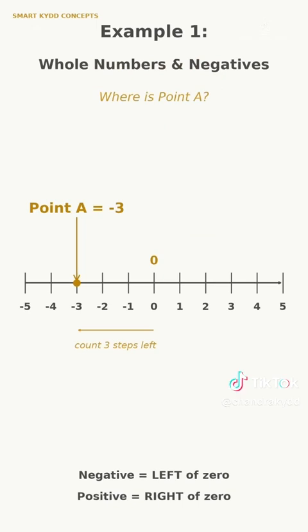Let's try our first example. Look at this line. We see 0 in the middle, and tick marks spaced evenly by 1s. Where is point A located? First, start at 0. Second, notice point A is to the left of 0, which means it's negative. Third, count the ticks, 1, 2, 3 steps left. Point A is at -3. Easy, right?